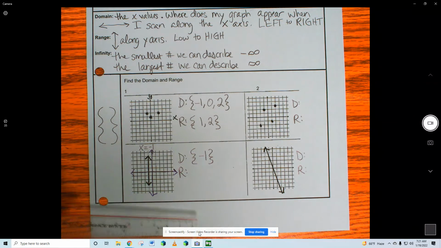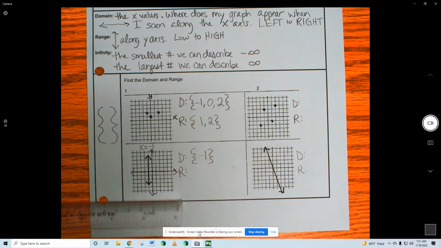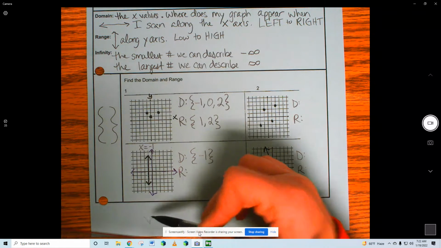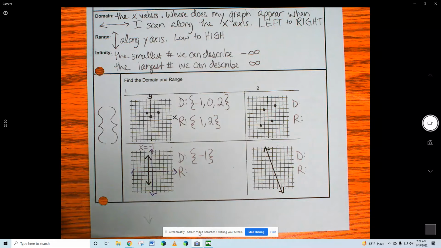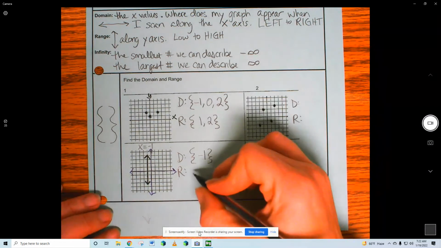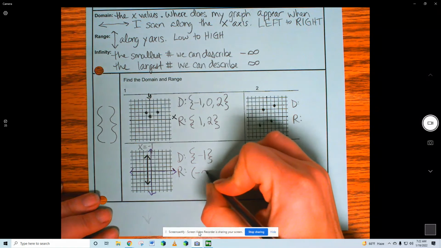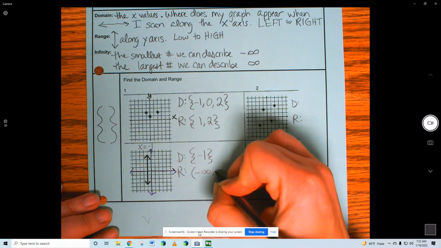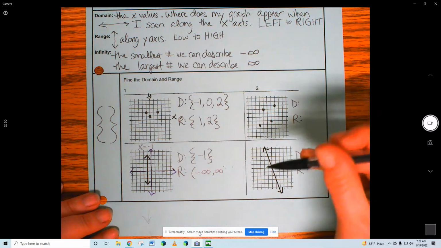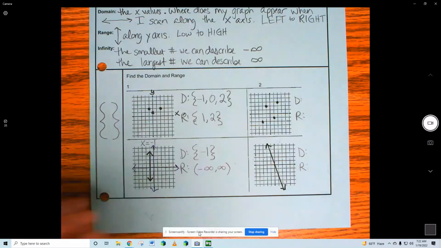Now, low to high. See, this black arrow is going to go forever down, off the paper. That's down to negative infinity. So negative infinity, 0, 1, 2, 3, 4, 5, 6, 7, 8, 9, 10, 11, 12 to positive infinity. All the way up. Negative infinity to positive infinity. I always use parentheses when I'm doing infinity.